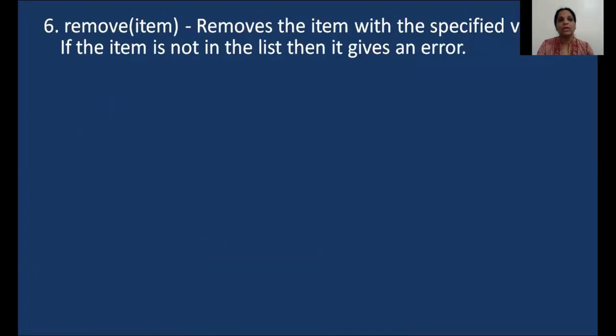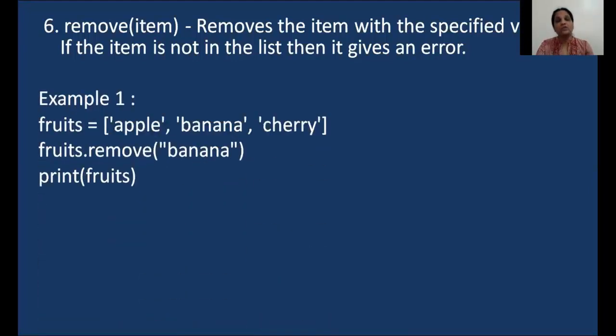Clear? Okay. Let me talk about another function or a method called remove, similar to pop, but in pop you specify the index number of the element that you want to delete. But in remove, you specify the element that you want to delete. And in case you specify an element that does not exist, it flashes an error. So here, instead of saying the index number of banana, I'm actually saying fruits.remove banana. So banana gets deleted and you're left with apple and cherry.